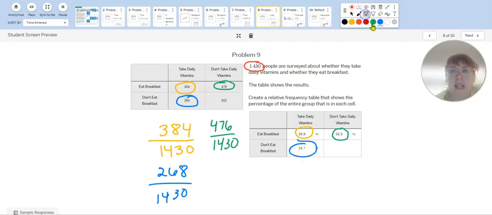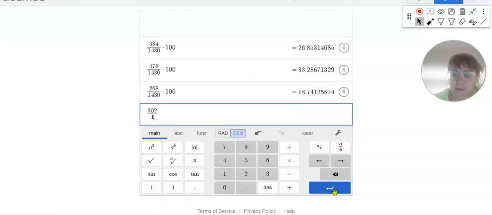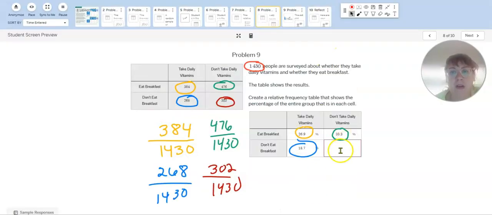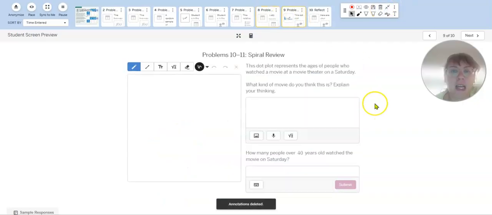Beautiful. And then the last one is 302 divided by 1430. Times it by 100. You get 21.1. And we rounded all of these to our nearest tenth. Perfect. This looks awesome. And then looking at the highest percentage, we can see it's most likely that you eat breakfast but don't take daily vitamins. Perfect. Okay, I'm going to clear my board and go to the next slide.